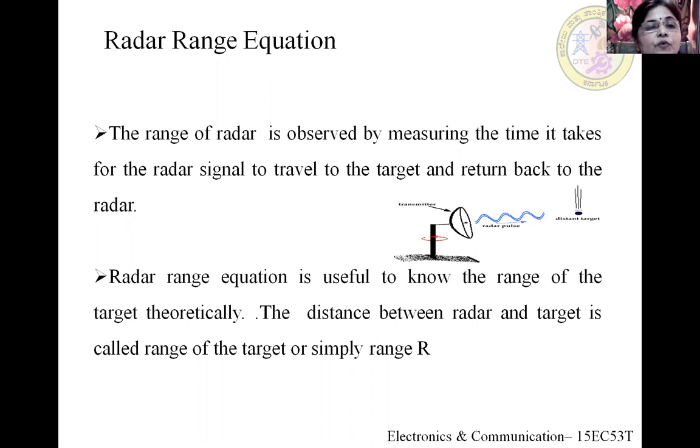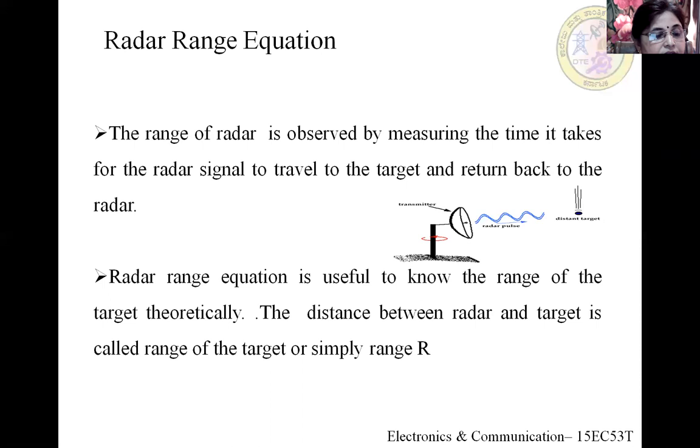So already we know what is meant by radar. Radar is nothing but electromagnetic waves used to detect the target. Then what is meant by range? So here the range is nothing but the distance between the radar and target.